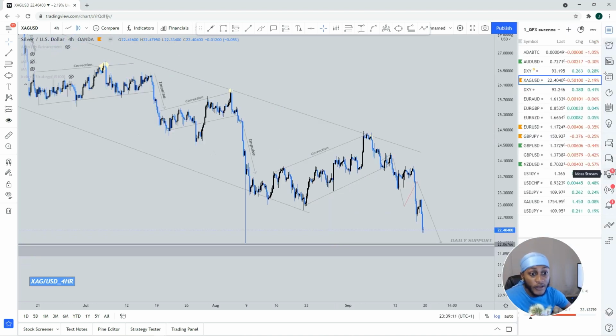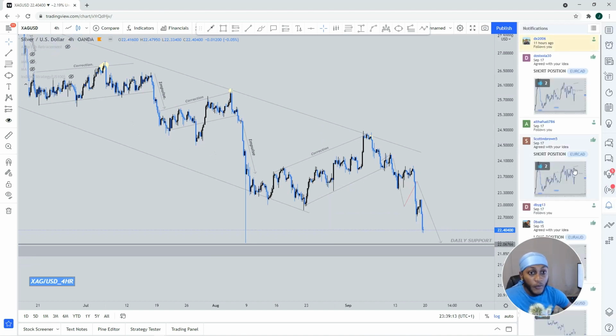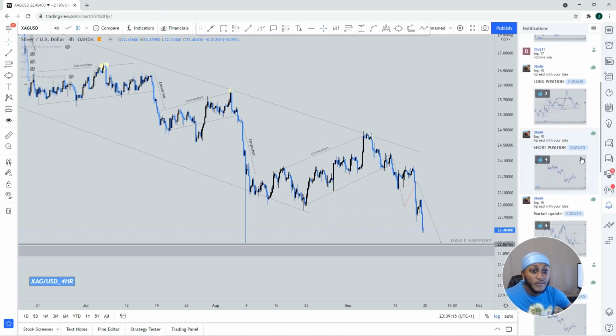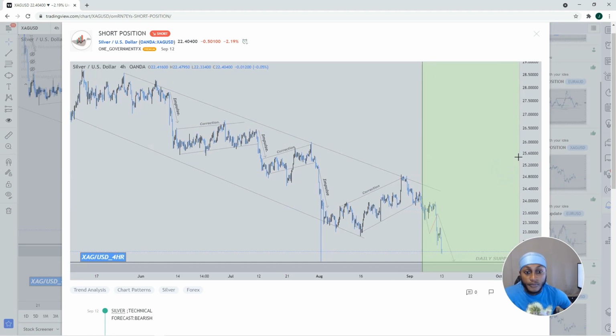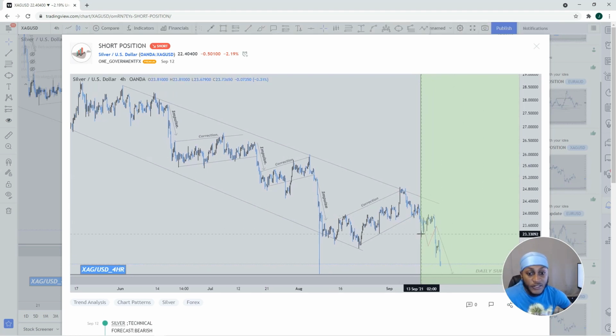If you look right here, you can see where I sent out my analysis on silver. This was last week, the 15th of September. You can see I sent out this analysis on silver, and I was looking for that push, pull, and then that push, and it played out exactly how I looked for it. We got that push, that pull, and that push towards the downside, which is our daily support.